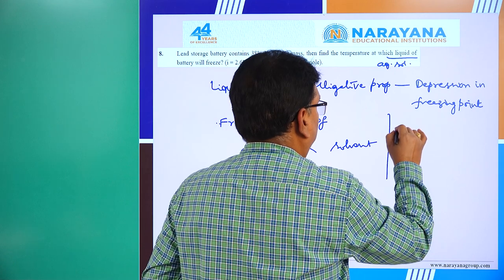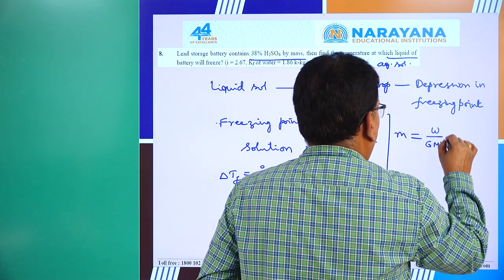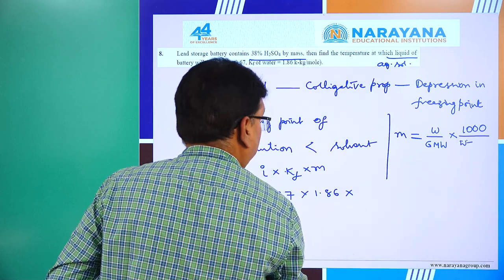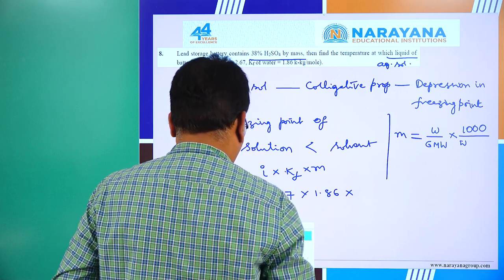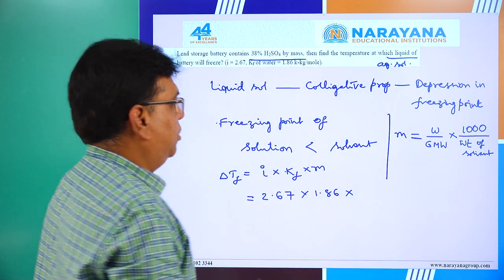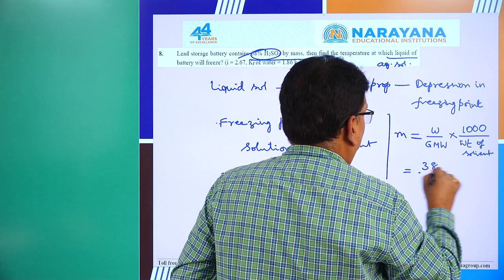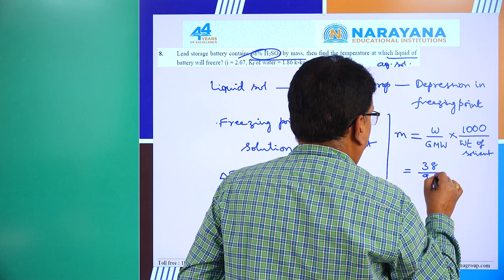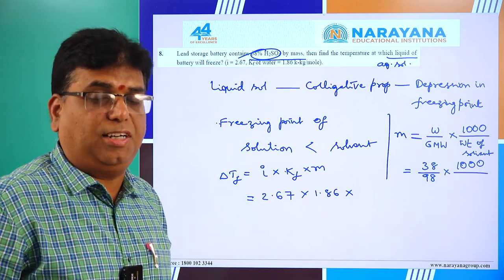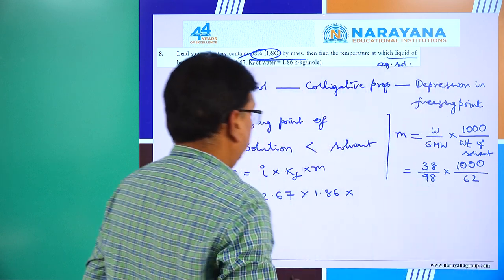Molality, what is molality? Number of moles, that is weight by gram molecular weight, into 1000 by weight of solvent in grams. Now given is 38% sulfuric acid by mass. So that is equal to 38 by gram molecular weight of sulfuric acid, which is 98. 38 by 98 into 1000 by weight of solvent. 38% means out of 100, 38 grams is sulfuric acid. So what is the weight of solvent? That is water, 100 minus 38, so that is 62. You substitute here.